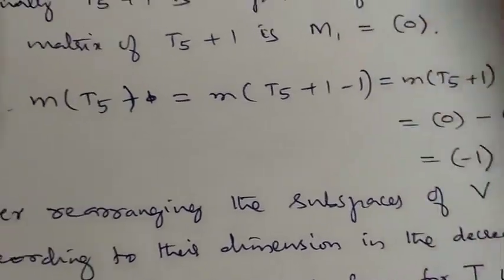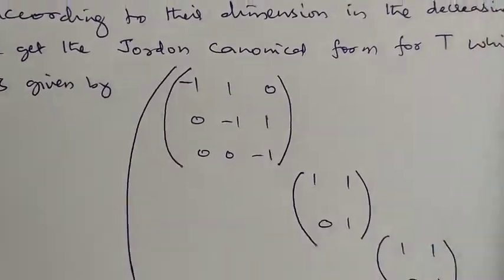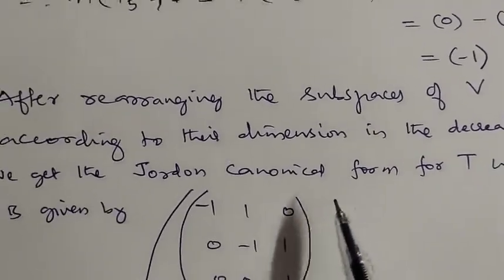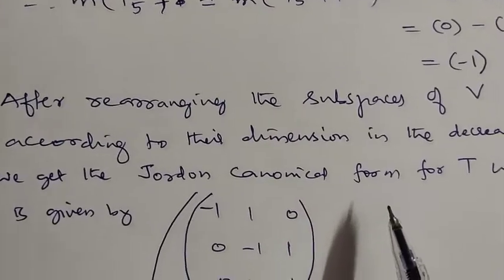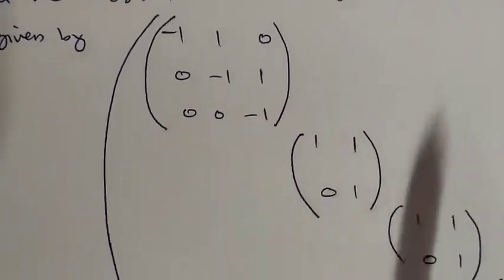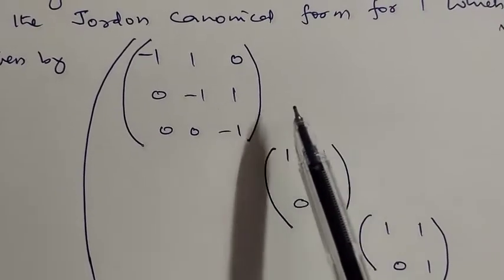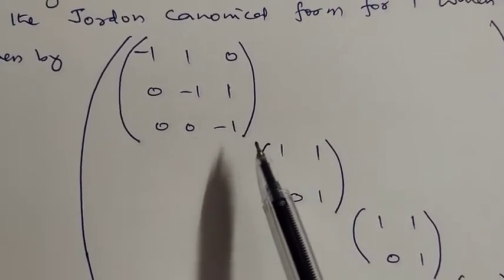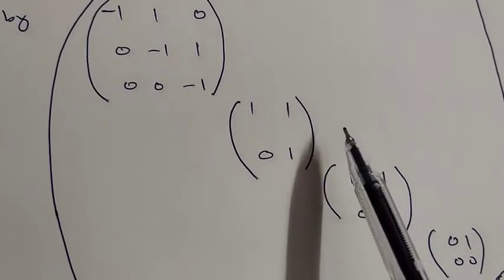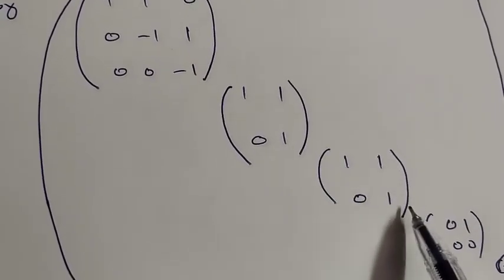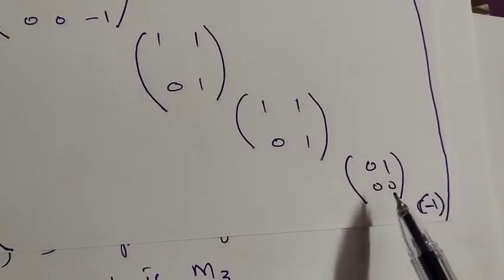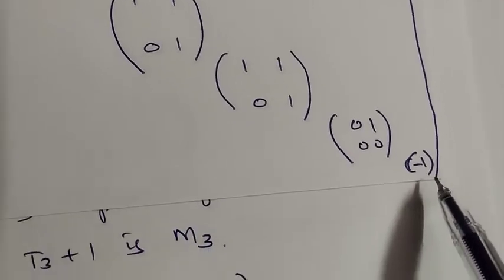Again you write, after rearranging the subspaces of V according to their dimension in decreasing order, we get the Jordan canonical form of T, which is given by: minus 1 1 0 0 minus 1 1 0 0 minus 1. Next is 1 1 0 1, 1 1 0 1. Next is 0 1 0 0, and the last is minus 1.